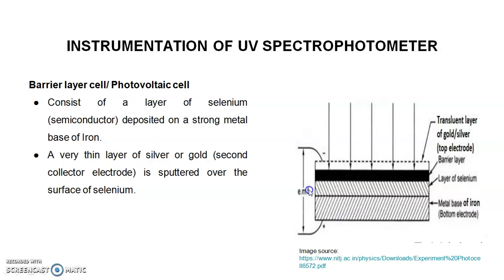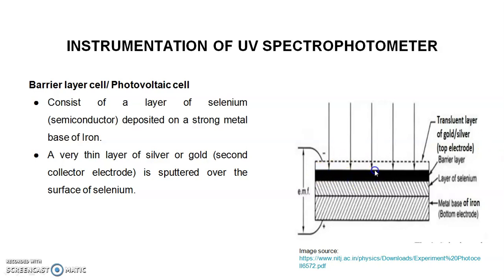If we connect these two electrodes to an external circuit which has a low resistance, a photocurrent will tend to flow, which is directly proportional to the intensity and the wavelength of the light falling on this layer of selenium. This leads to the generation of electrons and accumulation of the electrons over the silver surface, and thus there is a potential difference when we connect this whole thing to the external circuit which has a lower resistance.